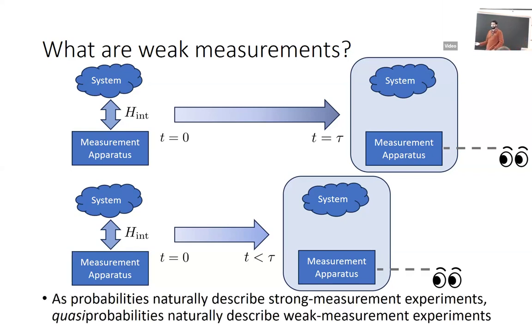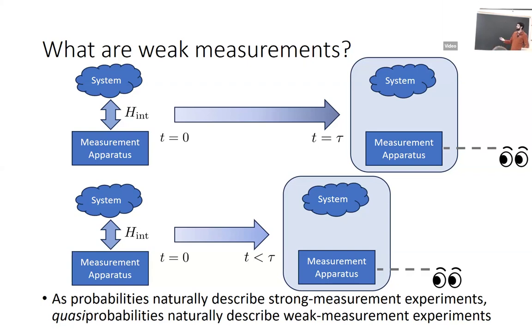We're very used to seeing probabilities in quantum mechanics, with POVMs or just simple projective measurements, to describe the probabilities of various outcomes when we do such an experiment. And it turns out we could always describe, of course, any experiment using probabilities. But for these weak measurement experiments, there's an alternative description in terms of quasi-probabilities, which is very natural.